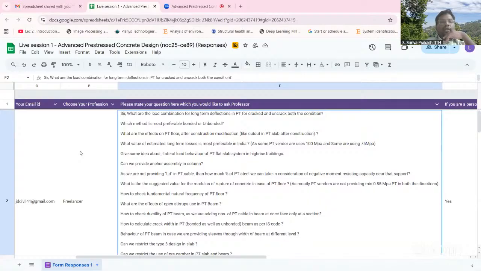Give some idea about the lateral load behavior of a PT flat slab system in a high-rise building. Oh, it's a very good question. In a high-rise building, we have two types of systems that we design: one is the vertical load system, and another is the lateral load resisting system. A PT slab is a vertical load system, only for gravity. Because we don't have beams, a portion of the slab acts like a beam.